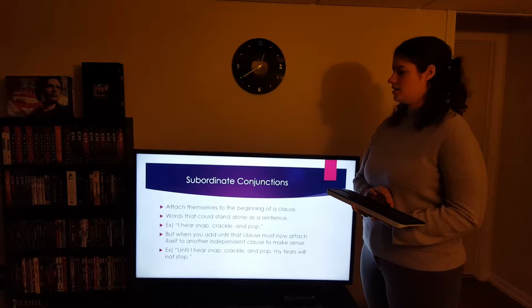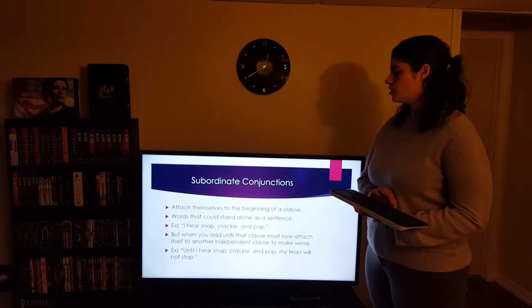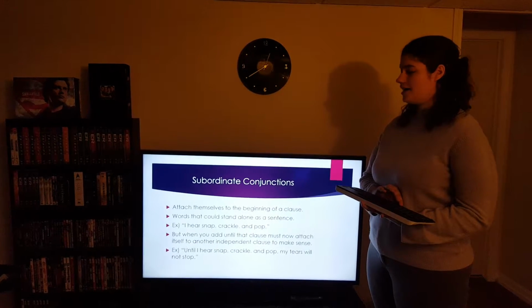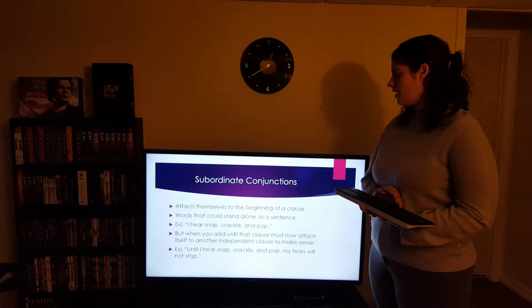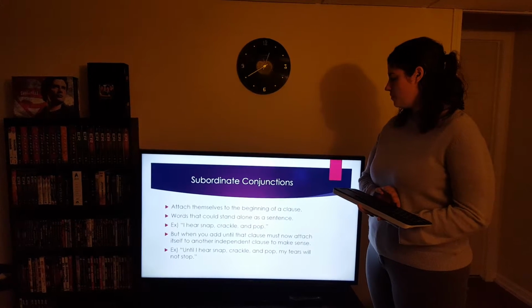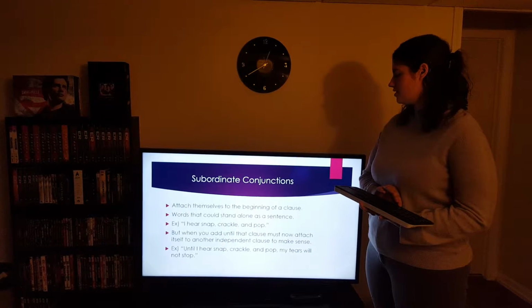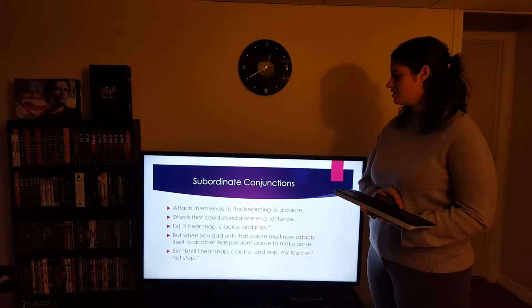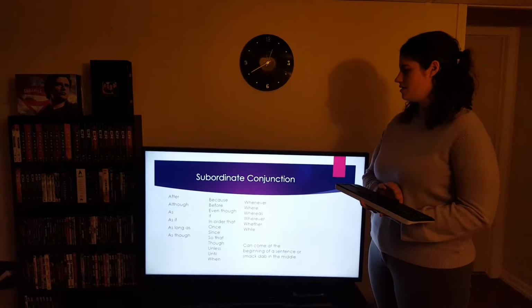Subordinate conjunctions attach themselves to the beginning of a clause, words that could stand alone as a sentence. Example: I hear snap, crackle, and pop. But when you add "until," that clause must now attach itself to another independent clause to make sense. Example: Until I hear snap, crackle, and pop, my tears will not stop.